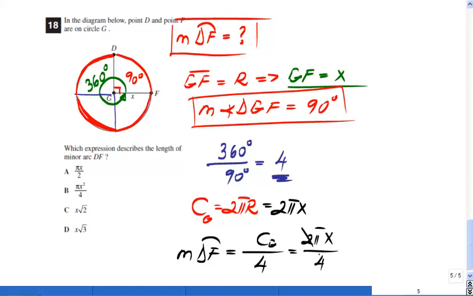What do you guys notice here? 2 and 4. I can divide both by 2. 2 divided by 2 is 1. 4 divided by 2 is going to be 2. And what you have as a final answer here, the measure of the minor arc DF is actually equal to pi x over 2.